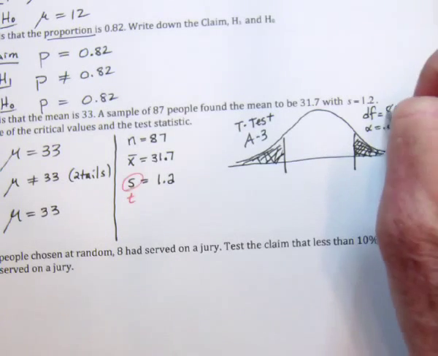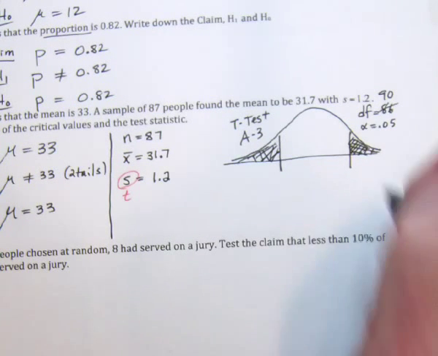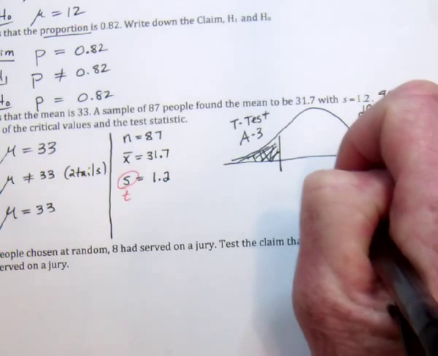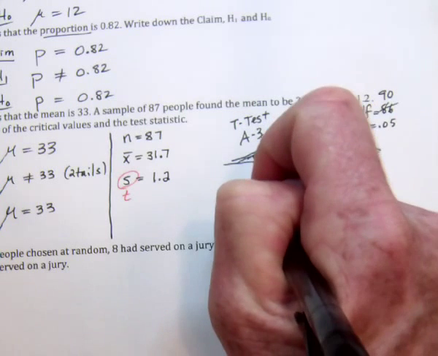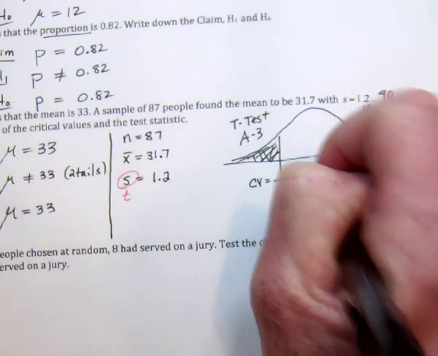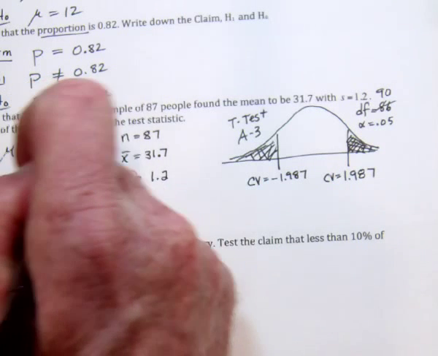So in here, I would just scratch that out and say I had to use 90. And then this would be 1.987 for this critical value. And then it's symmetric, but this one is negative 1.987. Okay, there's the critical values.